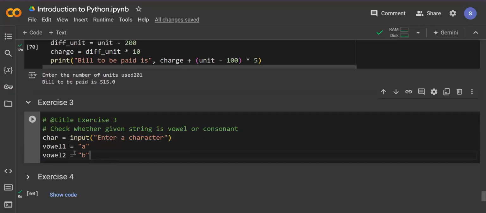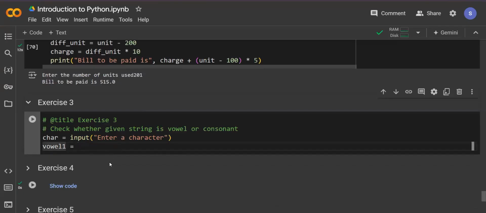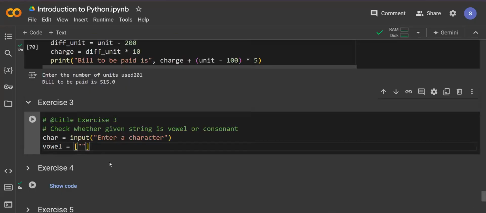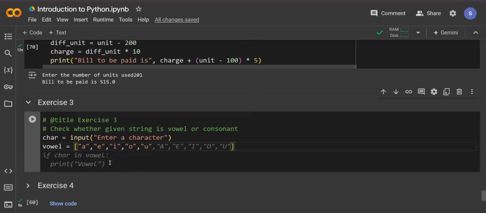Instead of writing vowel 1 is equal to A, vowel 2 is equal to B, vowel 3 is equal to... logical or, no? But yes, Anirudh, very good. It is a list, right? Instead of using multiple values for one variable, we can use a list where multiple values can be added for one variable. Now here, let us add A, E, I, O, and U. Okay.